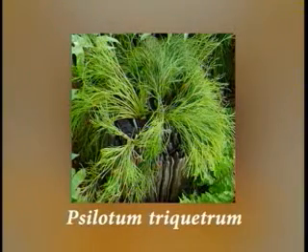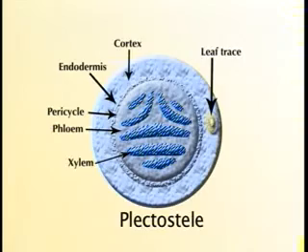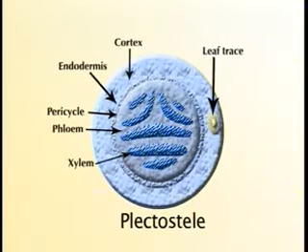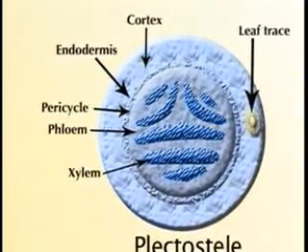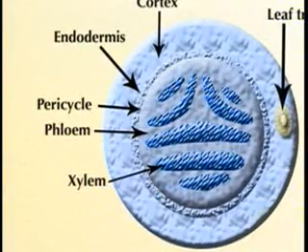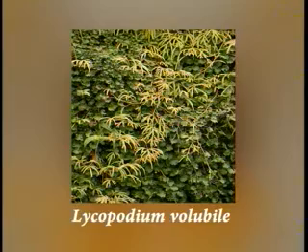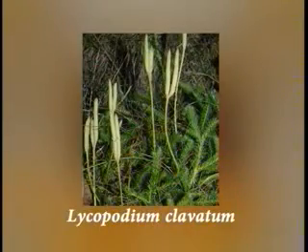and Psilotum triquetrum. Plectostele. In this type of protostele, xylem occurs in the form of separate plates which lie parallel to one another with phloem situated between them. It is found in Lycopodium volubile and Lycopodium clavatum.